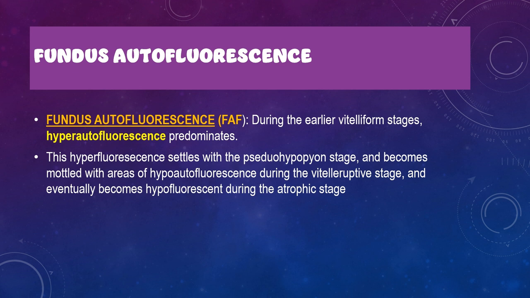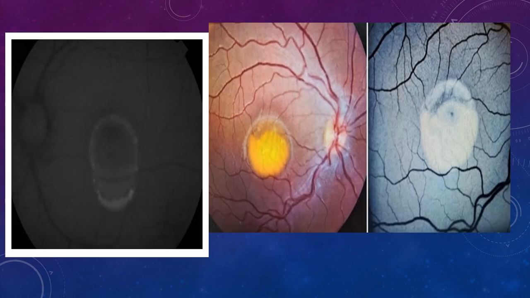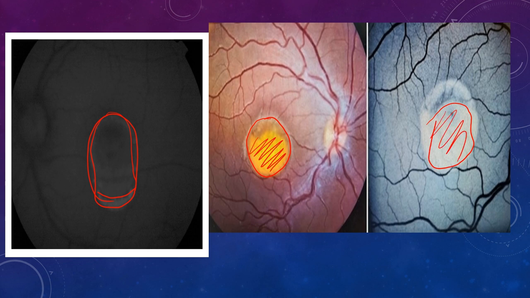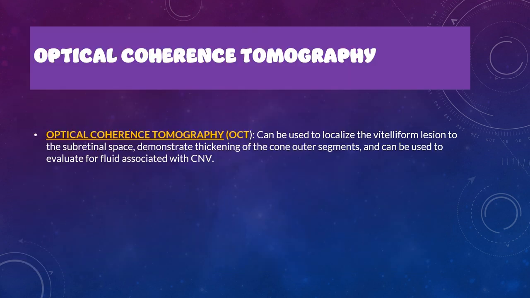Then in cases of the vitelliruptive stages, you're going to see hyper and hypoautofluorescence based on the density of the vitelliform material, right? And these changes can be quite striking and even more pronounced than what you see on your ophthalmoscopy. Now, in this picture, you can see here, there is hyperautofluorescence at the bottom and around the lesion. Again, here, the hyperautofluorescence is corresponding to the place where there's more yellowish color, that is more amount of vitelliform material. Similarly, here, we're dealing with a scrambled egg appearance. You can see hyperautofluorescence in a patchy fashion. And in between, you have the hypoautofluorescence areas also.